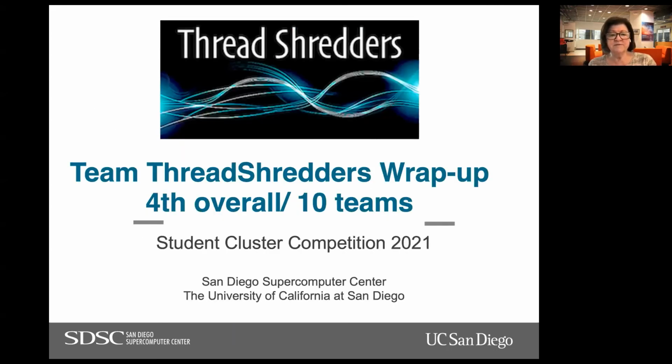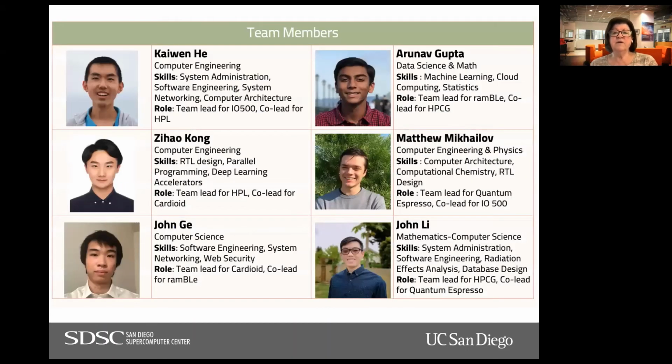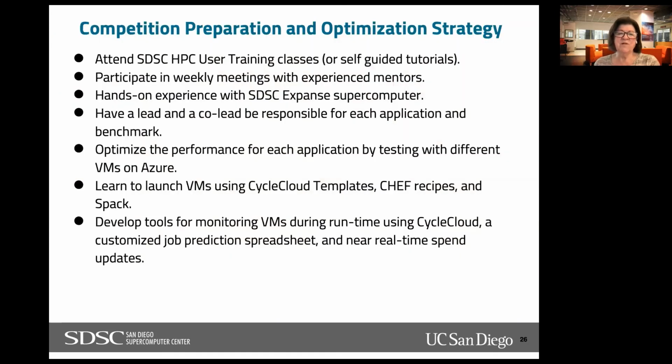The Thread Shredders, that was the name of our 2021 team. They finished 4th overall. Again, last year our team finished 4th overall. This year there were 10 teams around the world. The competition was virtual. The challenge was that it had to be on 2 kinds of cloud computing resources. These are the 6 students: Kai Wen He, Aranav Gupta, Jihao Kong, Matthew Mikalo, John Gee, and John Lee. And Kai Wen, Aranav, and Matthew will be returning to work on the SC22 competition team. So we'll have this pipeline of experienced people working with newbies.